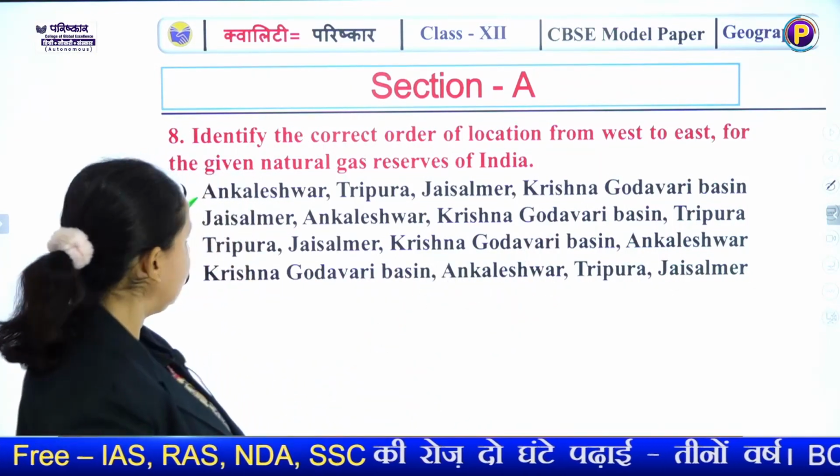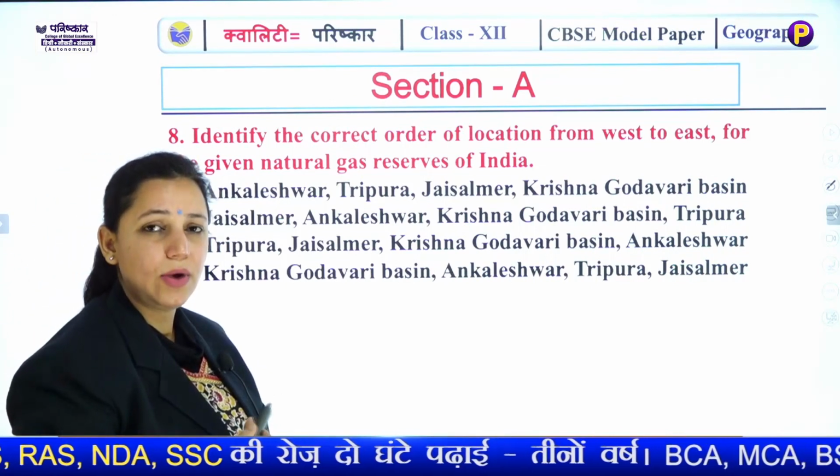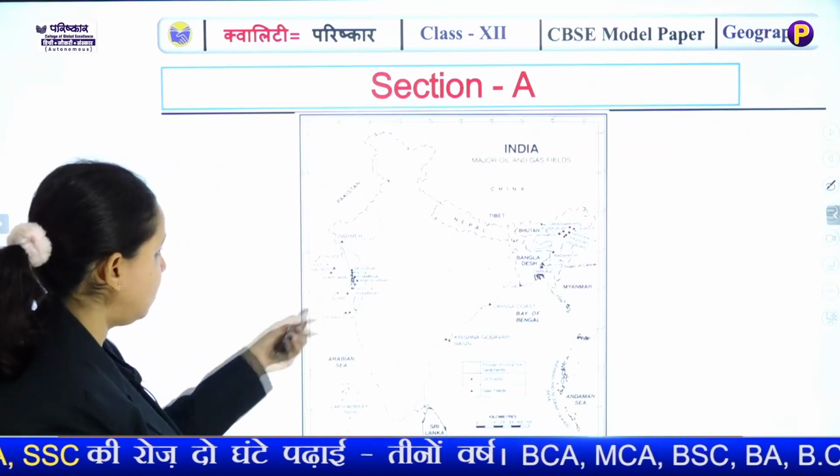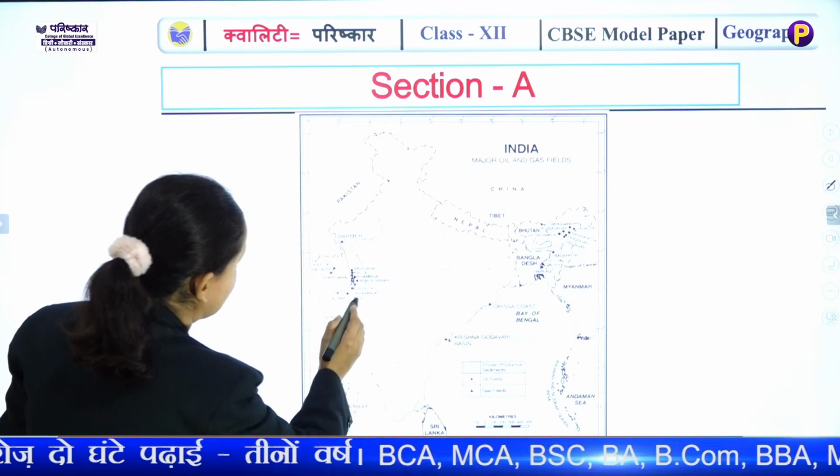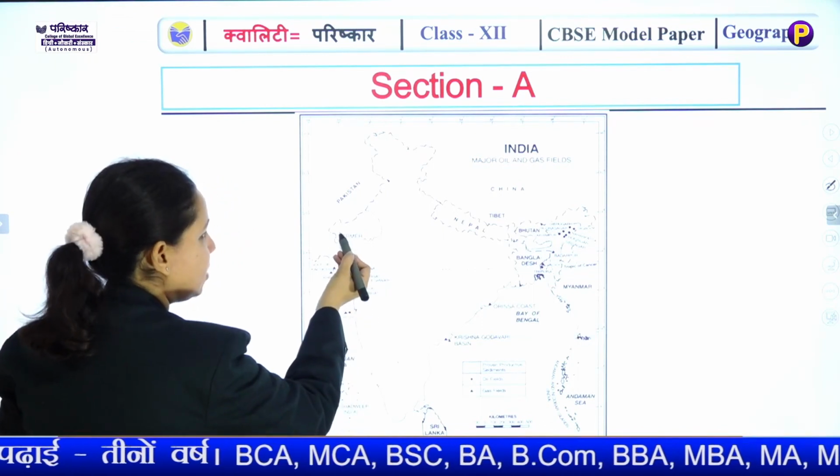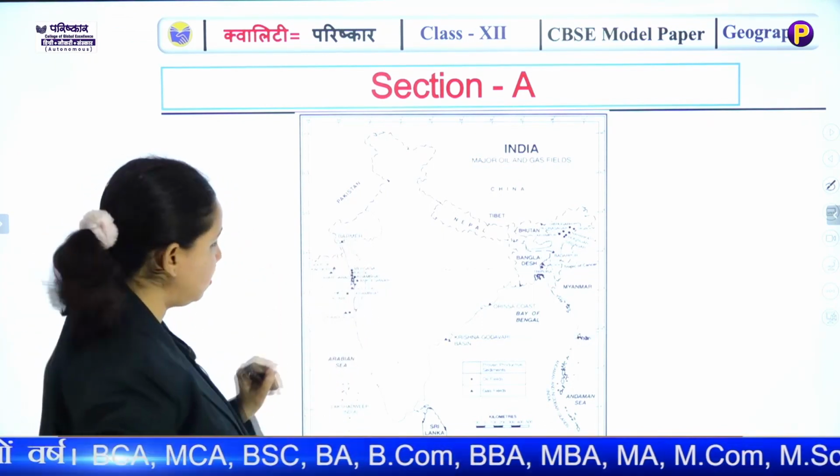Now we can see this question based on the map also. Now you can see here Barmer, Jaisalmer, it is located on the western side.